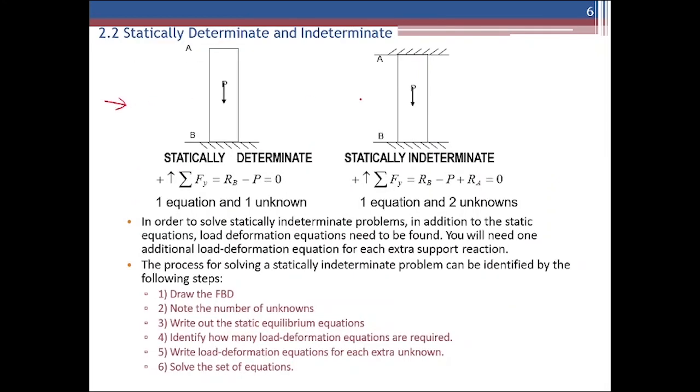So these two diagrams show us the structure of a statically determinate and a statically indeterminate structure. As you can see over here, for statically determinate, you only have one support or one fixed end, and the other one is a free end. And for statically indeterminate, we have both ends fixed. Both ends are supported.